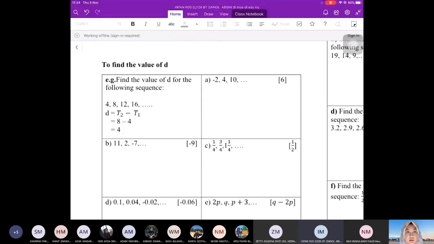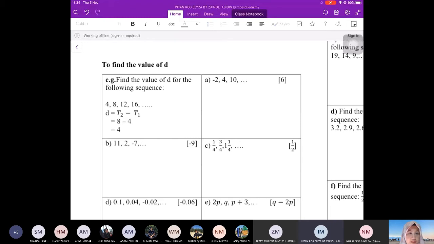Okay, for this one, if it says find the value of d, it will say this is an arithmetic progression. So you don't need to check whether the sequence has a common difference or not. It will say this is an arithmetic progression, so no need to check. You go straight to check the value of a and also d.